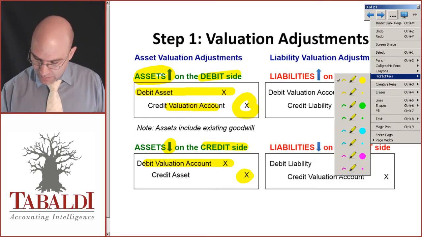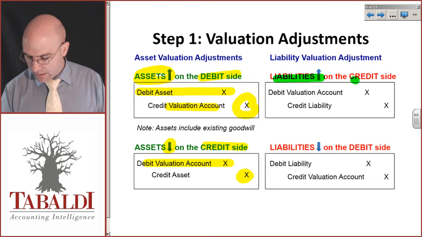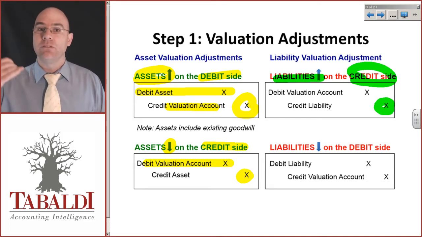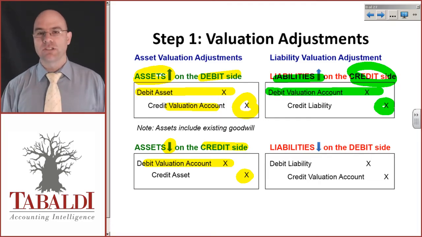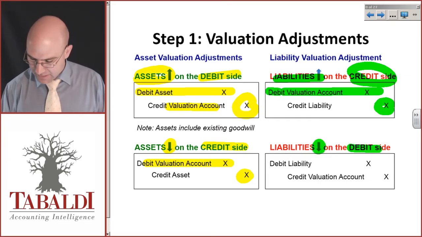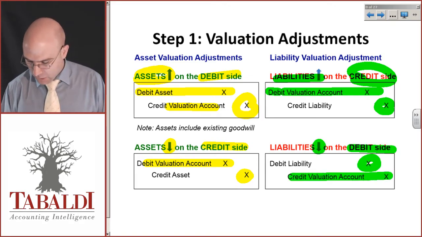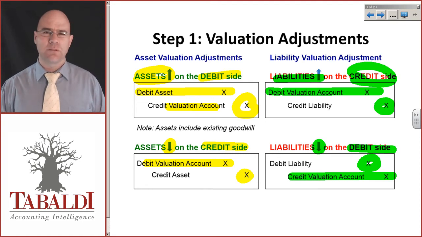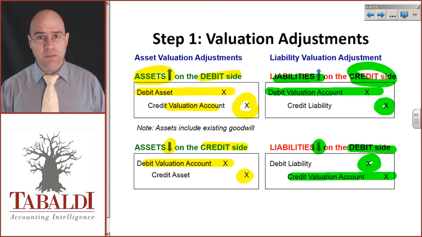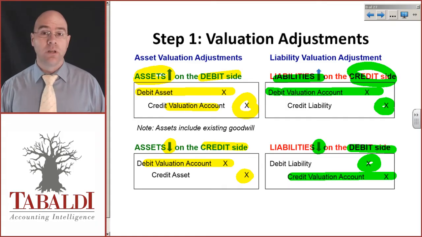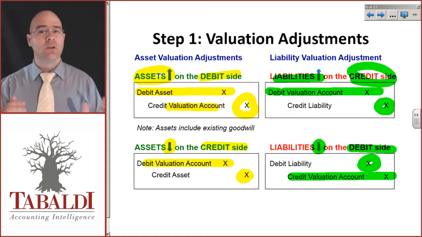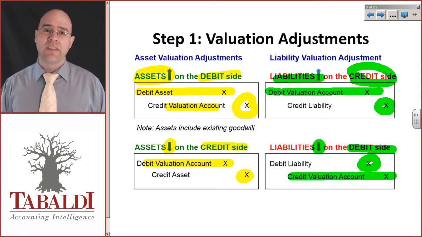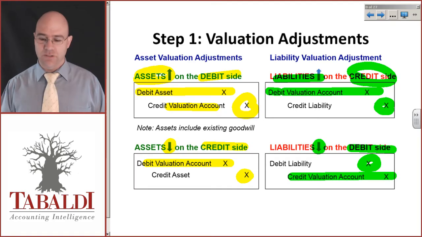Other way around with liabilities. They get bigger on the credit side, so you will credit the liability if the fair value needs to increase and debit the valuation account. If the liability gets smaller, we will debit the liability and credit the valuation account. Now we'll do this for each and every line item. So assets, we might have PPE, we might have inventory being written down, we might have goodwill, we might have debtors. Remember, that will be adjusted with our allowance for credit losses account. Liabilities might be provisions, there might be normal financial liabilities, etc.